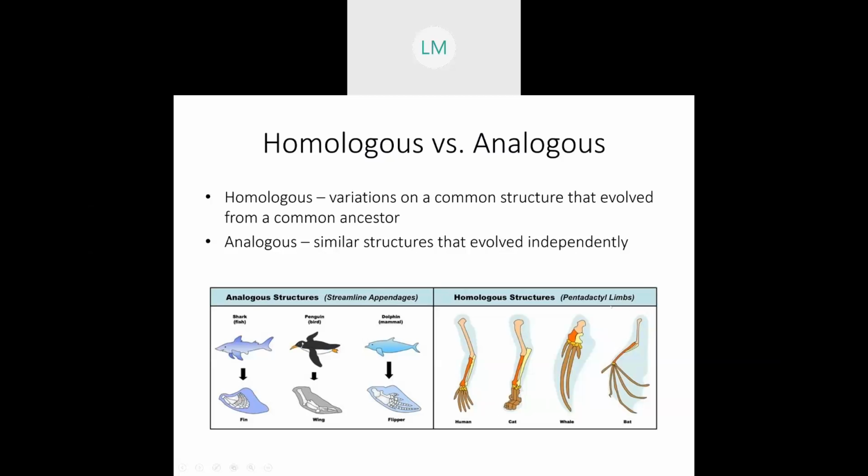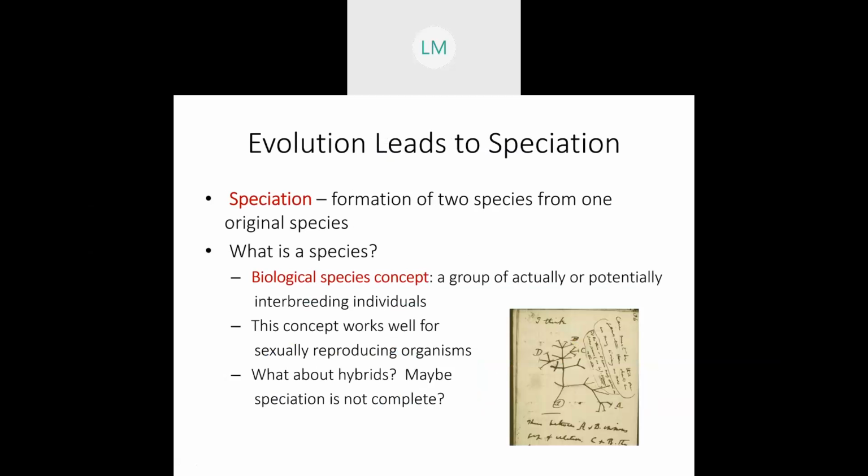And then again, we have our mammalian forearms here as our classic example of homologous structures. So it's very important that we understand the difference between homologous and analogous. Okay, so we're going to move on from our lines of evidence for evolution, and we're going to talk about speciation.